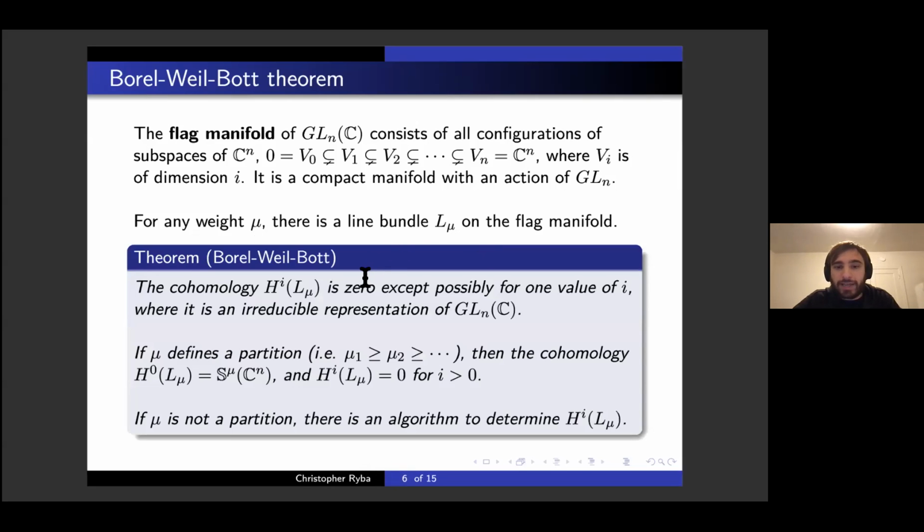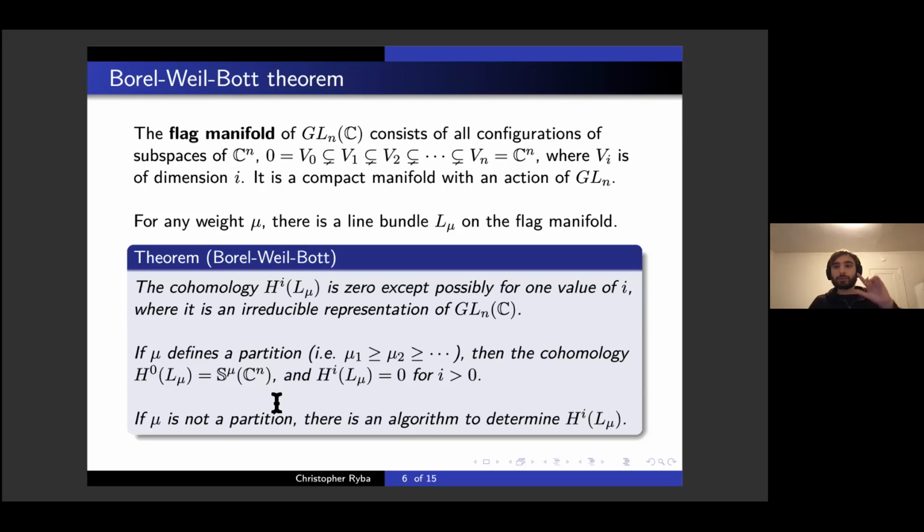So it turns out that they are 0 in all degrees except possibly 1. And if it is non-zero in some degree, it turns out to be irreducible. And in the case where the weight that I put in is a partition, which is to say that the parts are ordered, then the cohomology is simply the irreducible corresponding to the same label. And of course, that forces all the remaining cohomology groups to be 0. On the other hand, if mu is not a partition, then it's a bit more complicated to say what happens, but there is a definite algorithm that one follows.